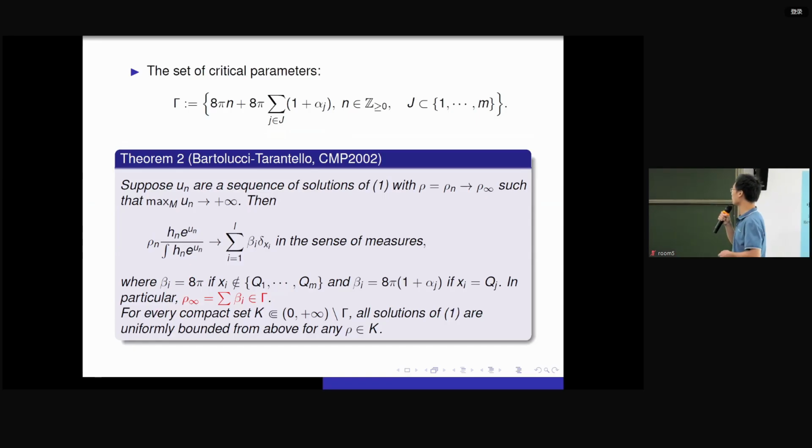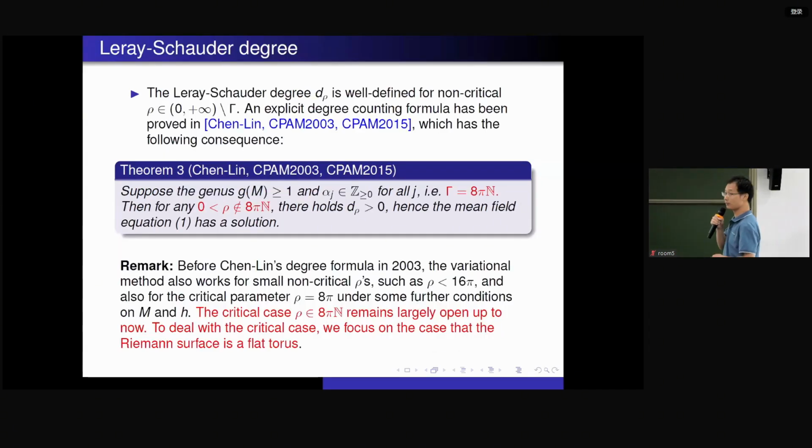So in particular, the limit of rho n is the sum of beta i, which belongs to this critical parameter set. In other words, as long as rho is not in this critical parameter set, then the solution sequence cannot blow up. As long as rho is away from the critical parameter set, all solutions are uniformly bounded from above, so you have the a priori estimates. Once you have the a priori estimates, then the Leray-Schauder degree is well defined.